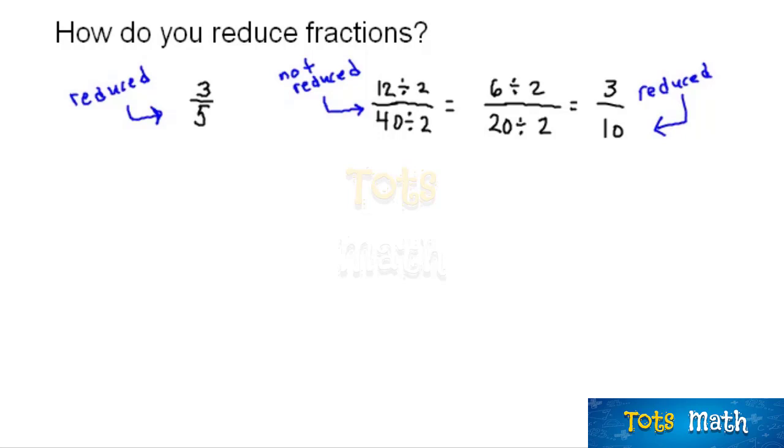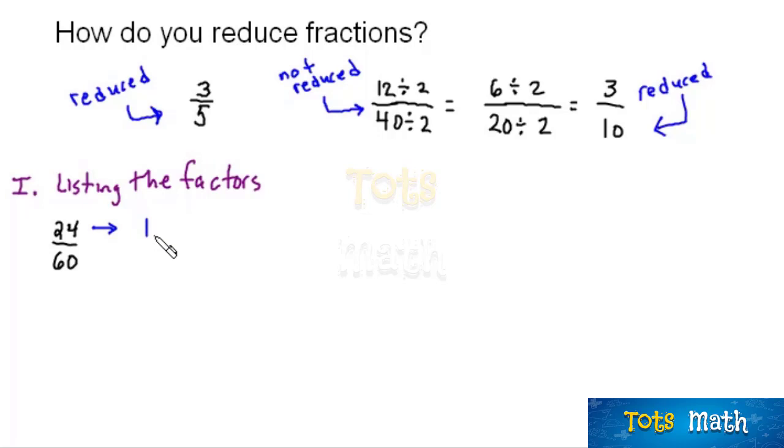So let's look at some ways to reduce fractions. The first method is called listing the factors. Let's use 24/60 as our example, and we'll list all the factors of 24. Well, the number 1 is a factor of every number, so we can write 1, and 1 times 24 equals 24, so that's its partner.